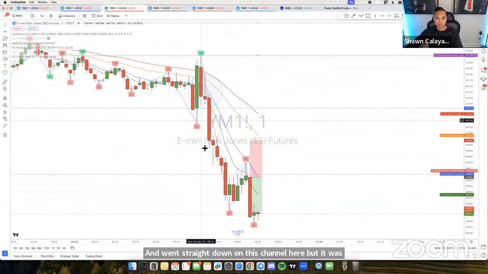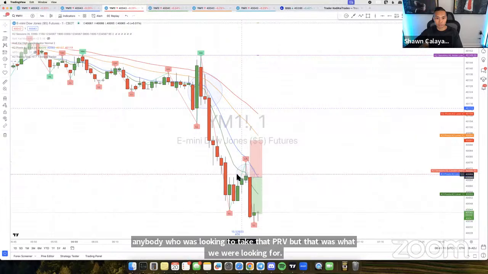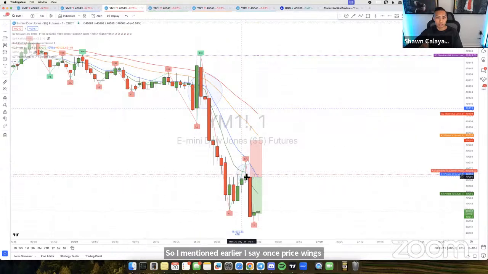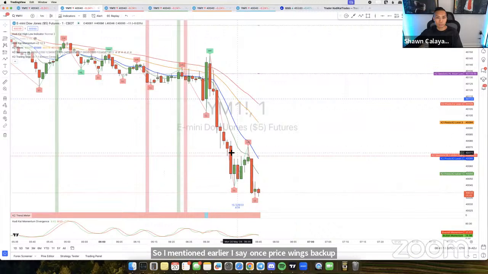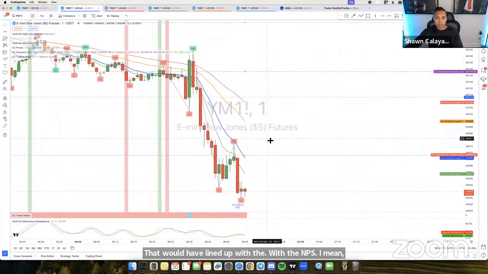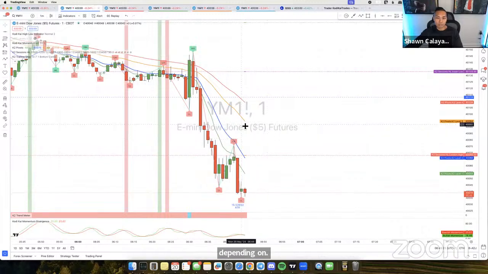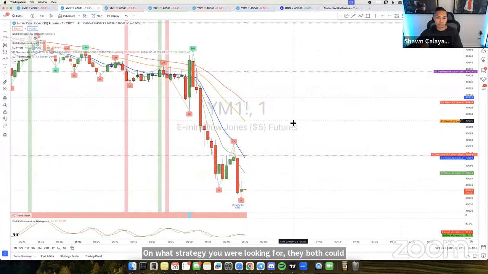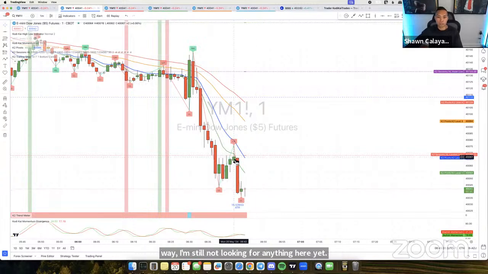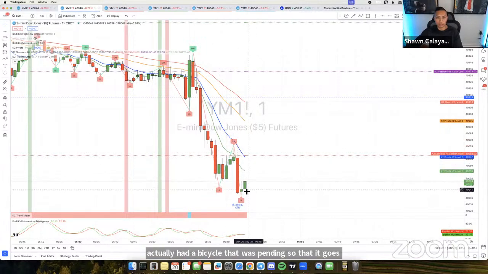So I mentioned earlier, once price swings back up and rejects off the pivot, that's going to be a PRV entry. That would have lined up with the MPS. Depending on what strategy we're looking for, they both could have been conflicts for each other. But either way, I'm still not looking for anything here yet. I'm looking for that retracement. I was hoping the buy signal here was going to close. This green candle actually had a buy signal that was pending. If it was still pending, I was going to look for it to swing up, come back down, and then provide an opportunity here for a momentum divergence.